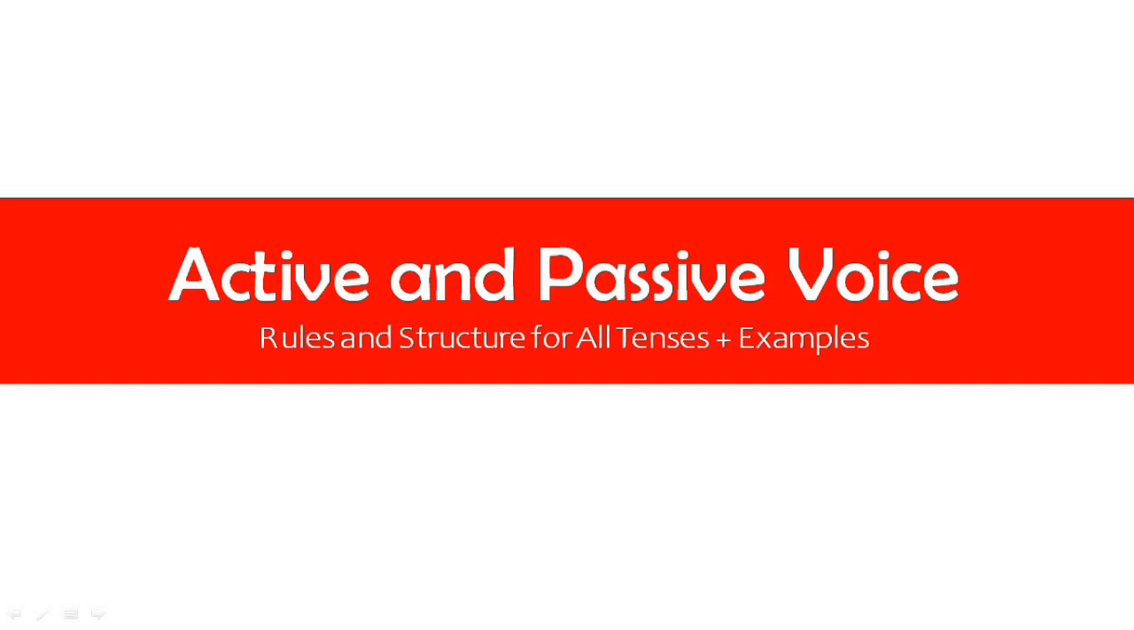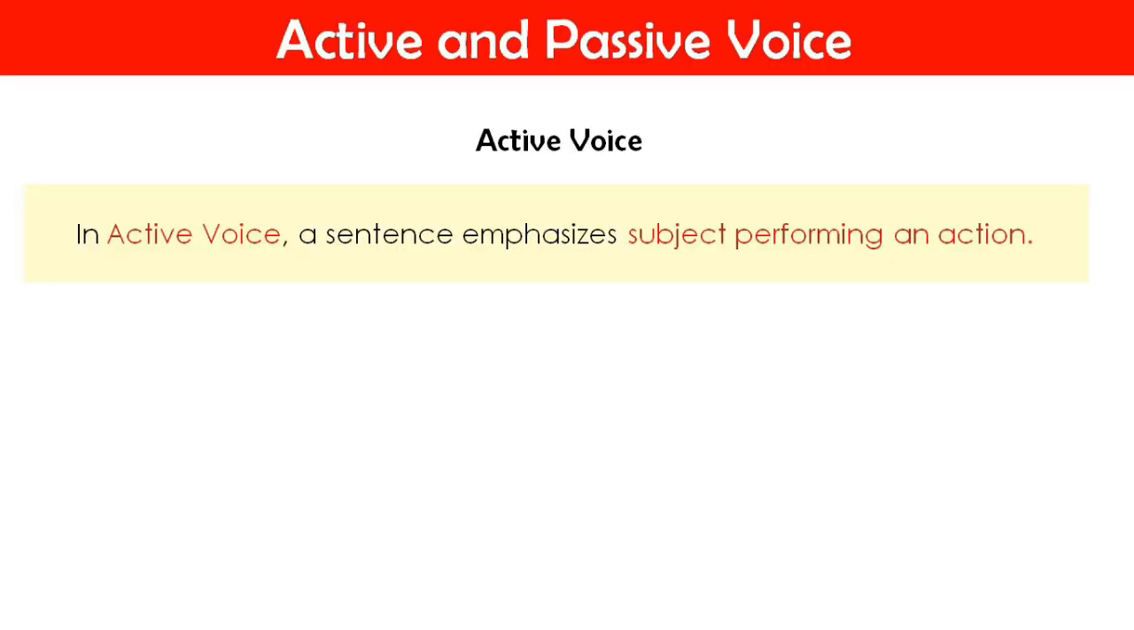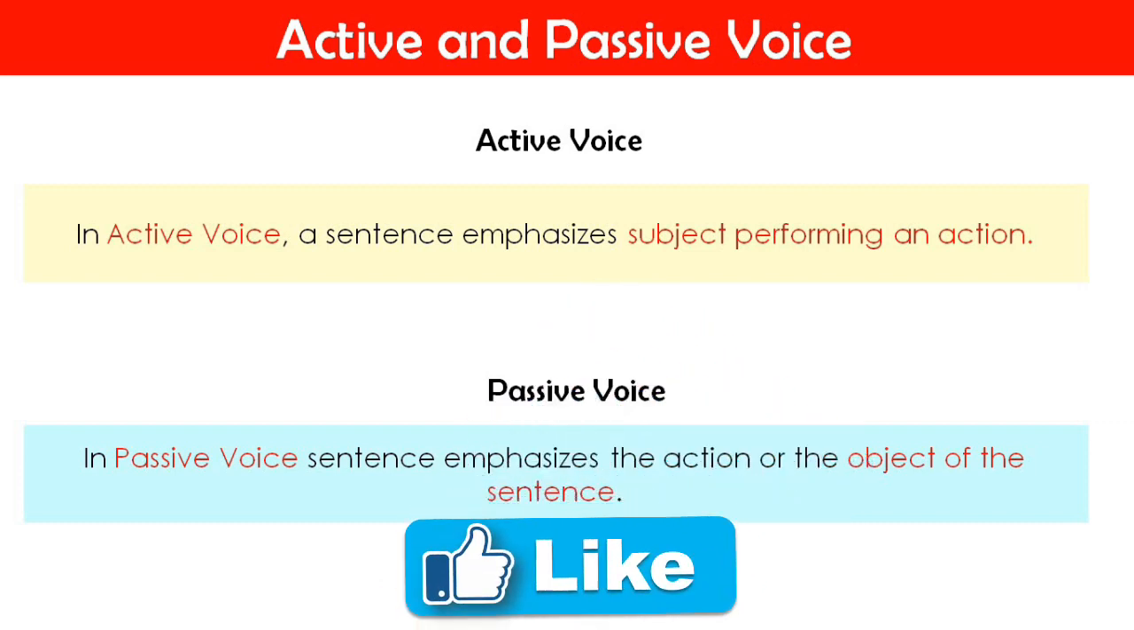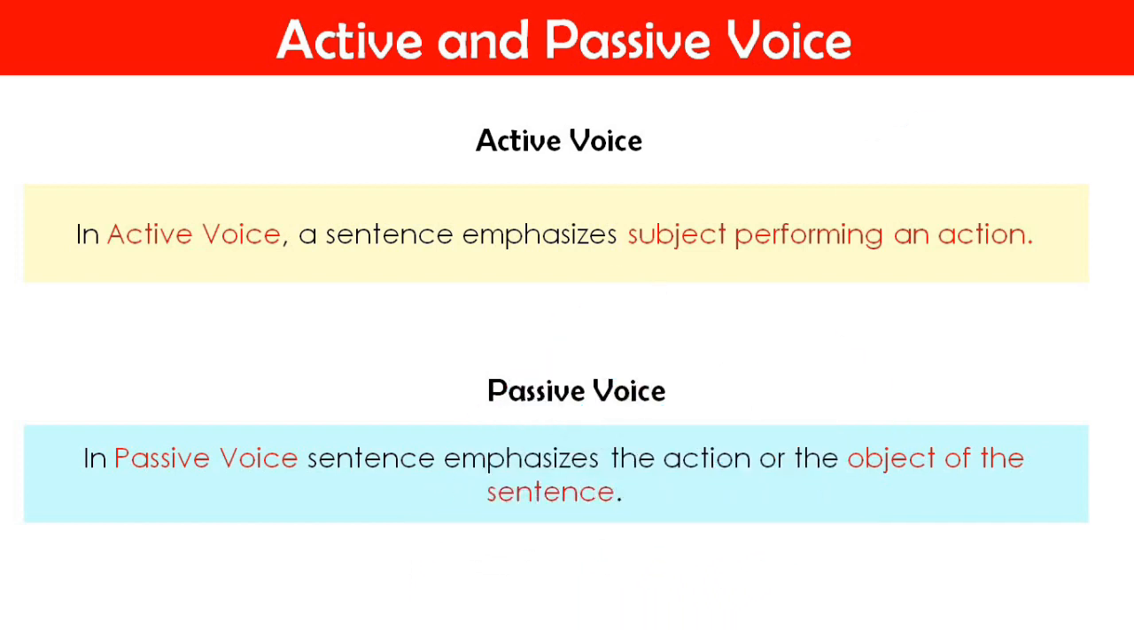What are active and passive voice? If we talk about the most basic level, in active voice, a sentence emphasizes the subject performing an action. Okay, active voice emphasizes the subject performing an action. And in passive voice, the sentence emphasizes the action or the object of the sentence. You just have to keep these two definitions in your mind to understand active and passive voice.